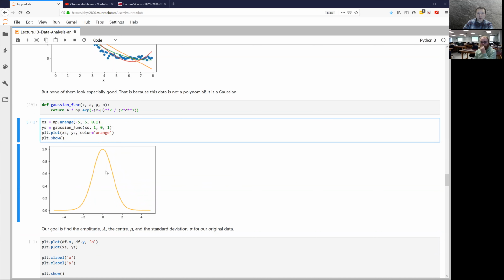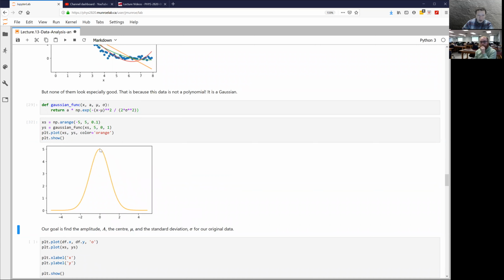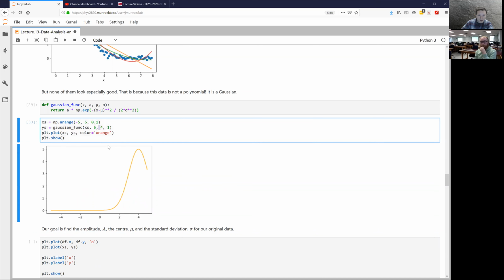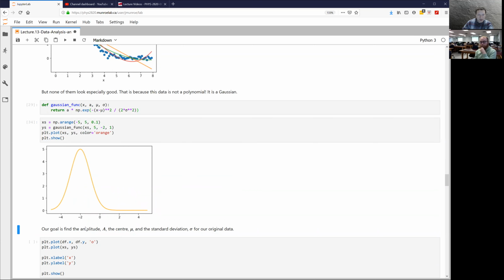The first parameter is controlling how tall it is. So you see this is a 1. If I make this a 5, the function gets a lot taller. This second value is figuring out where the center of it is. You see there's a 0 right there. If I move that to becoming a 4, the center now is at 4. If I make the center equal to -2, it's over at -2.